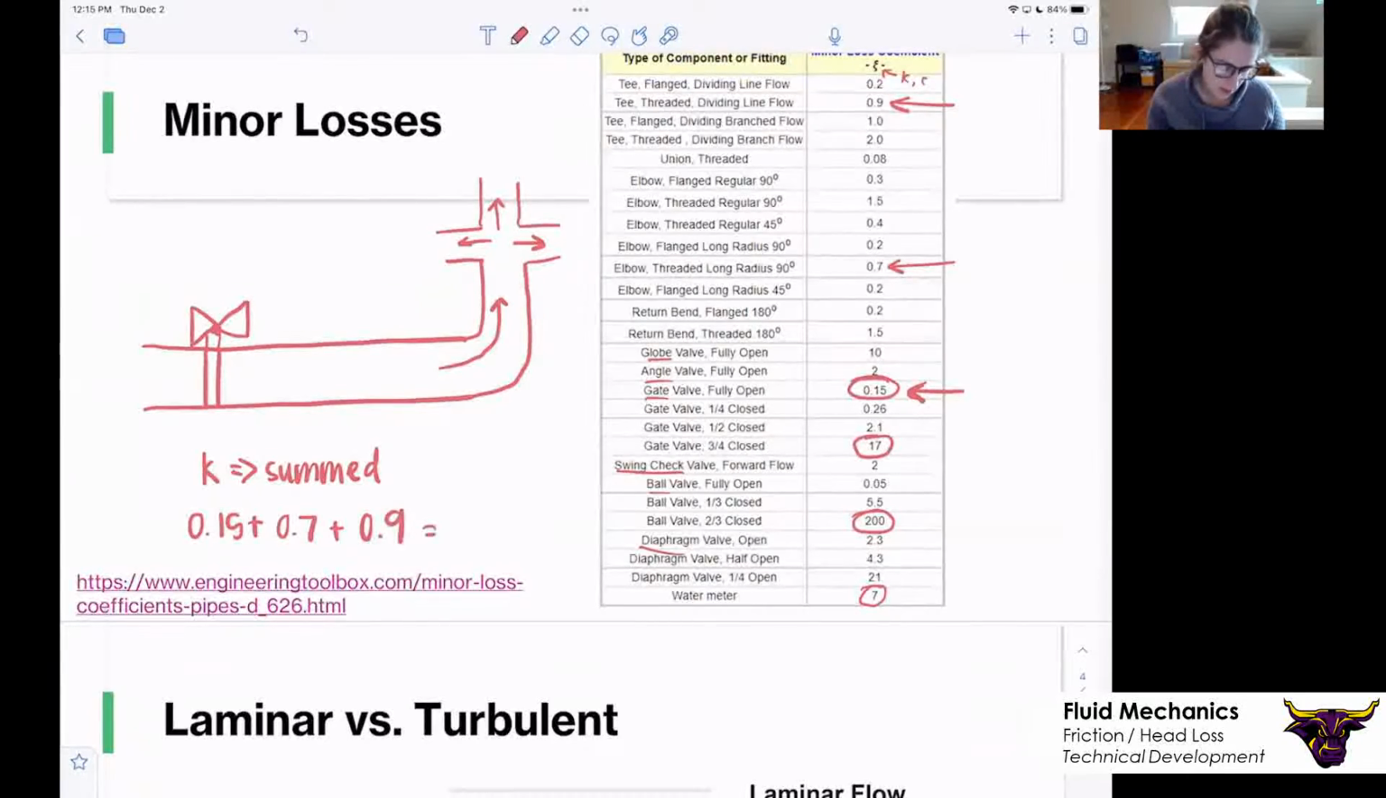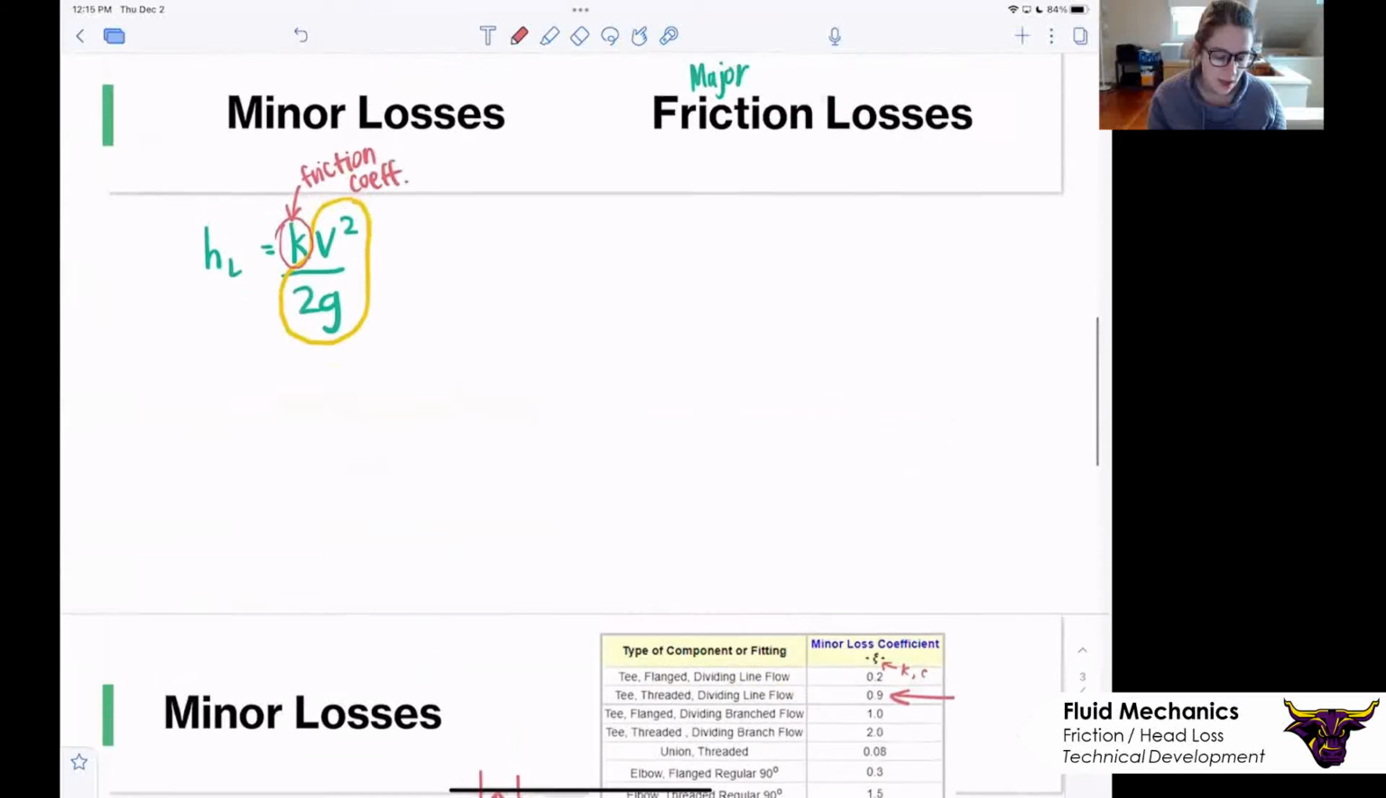So we can add those up. Oh boy, in my head, 0.85 plus 0.9. Man, I am the worst at brain math. So 0.15 plus 0.7 plus 0.9, yeah, 1.75. I'll get it eventually. So our frictional factor for this entire system here is 1.75. So then we can just take that whole K value, plug it into this equation here, and get the head loss for that entire system.